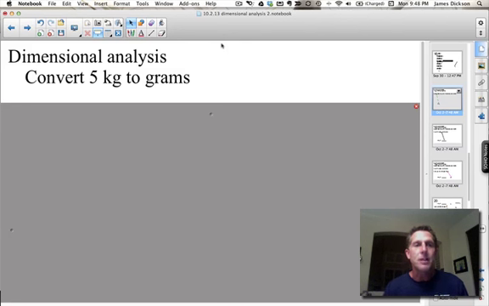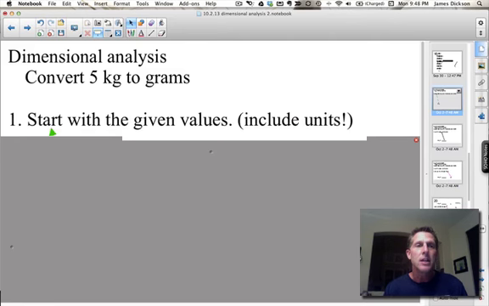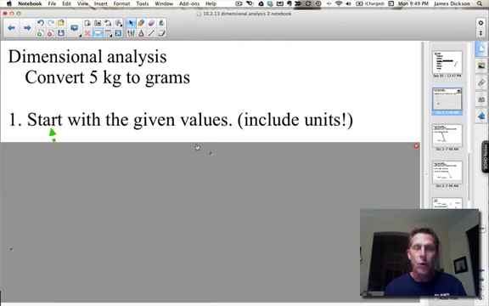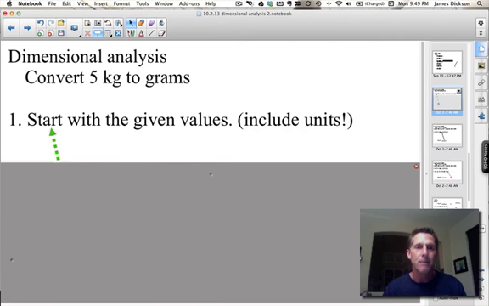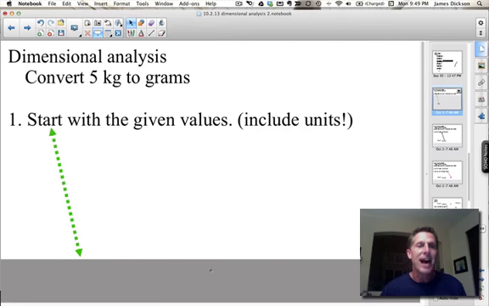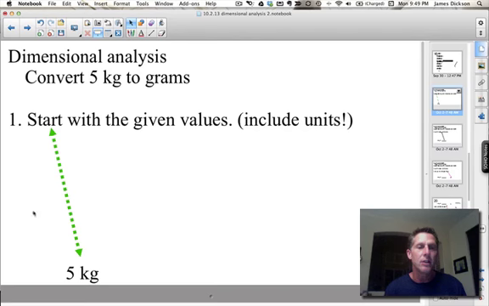Here we go. So dimensional analysis, we're going to convert 5 kilograms to grams. Okay, so the number of steps we have to take. First step is going to be start with the given value. So wherever they give you, you want to start with that. Write that down first. Include the units. Always have the units. If you have a number with no units, the number is naked. Don't be naked in my class. Always have units with every number. Dress it up, people. Here we go. So I'm going to write down 5 kilograms. 5 kilograms right down here.